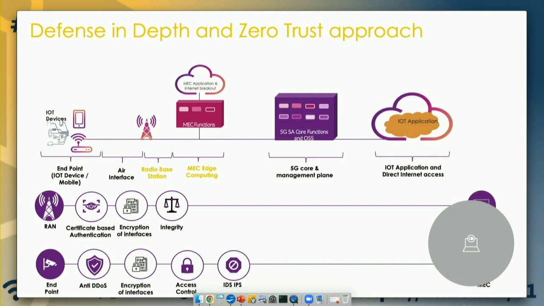Have another layer of protection for encrypting the interfaces for confidentiality and integrity check. Proper access control for firewalls or IDS IPS. This will be essentially required because at edge, many times the edge functions need to communicate with external applications which we do not have any control on, and sometimes we do not have any visibility as well.